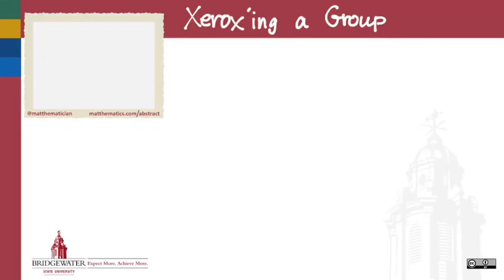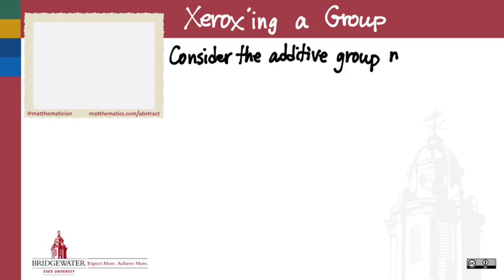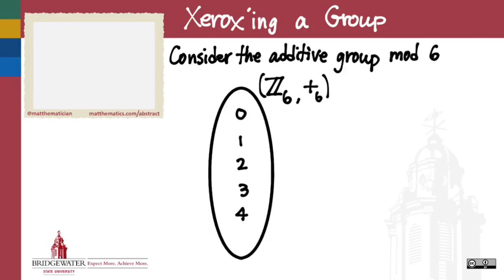We are finally ready, as we begin Chapter 6, to think about how to compare two different groups and decide for sure, once and for all, whether two groups are quote-unquote the same. So we finally get to make that notion precise. And the way I want to start thinking about this is by taking a group that we all should know and love pretty well at this point, the additive group mod 6. So this is just the residue classes mod 6 from 0 through 5, with the operation being addition mod 6.